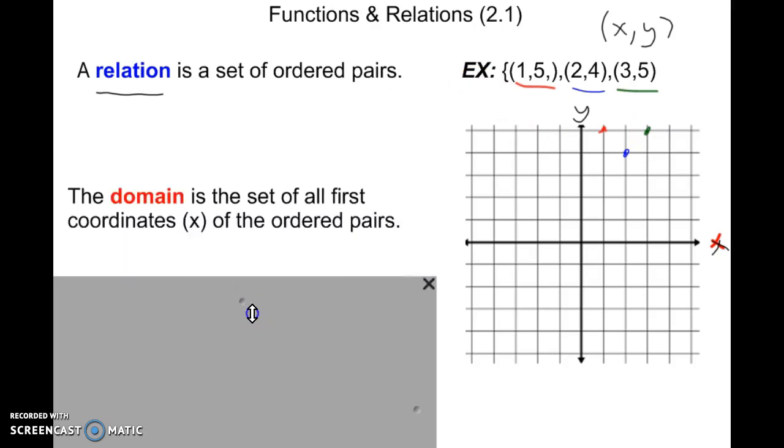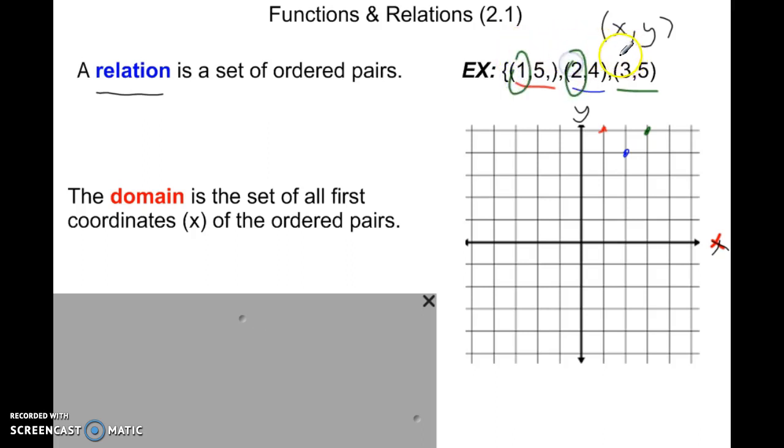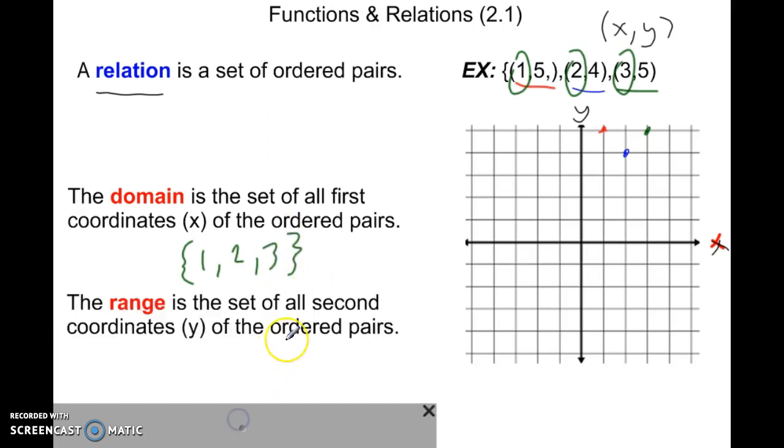When you have points or a function, the domain is a set of all the first coordinates. So in this case, you're looking at 1, 2, and 3. So the domain, in this case, would just be the set of numbers 1, 2, 3. Range are all the second coordinates, or the y coordinates. So you're looking at 5, 4, and 5. I don't think it's necessary to list both of those, and list it twice, I should say. So 4, 5 is the set of all the range values.